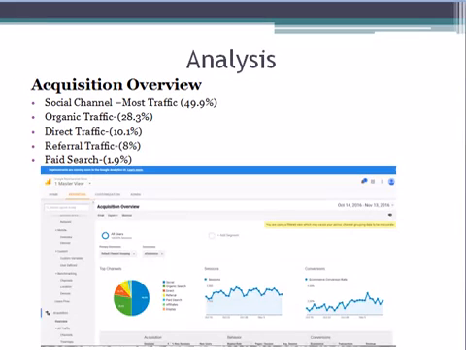And just to give a brief from what I gathered from this data, the social channel brought in the most traffic, as you can see, 49.9%. Organic traffic was 28.3%. Direct traffic 10.1%. Referral traffic 8%. Paid 1.9%. And it kind of shows it here with the graph.